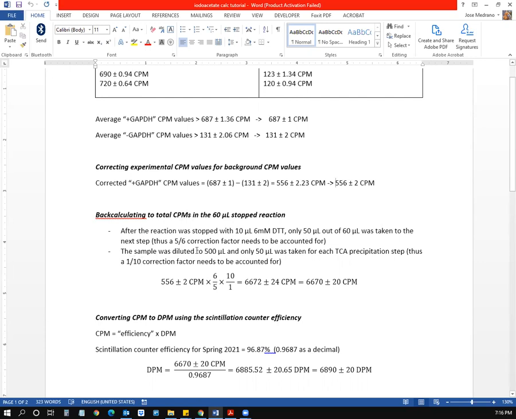Then the sample was diluted to 500 microliters. Now, this dilution step actually really doesn't matter too much. Any kind of dilution afterwards doesn't really matter, as long as you continue to use all the material. Oops, made a boo-boo here somewhere. Okay.